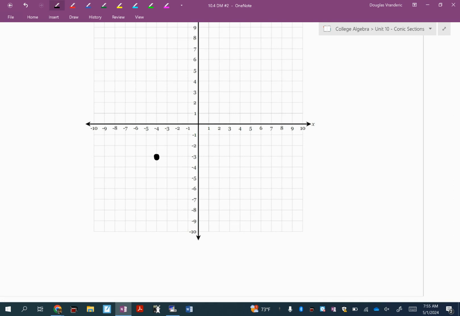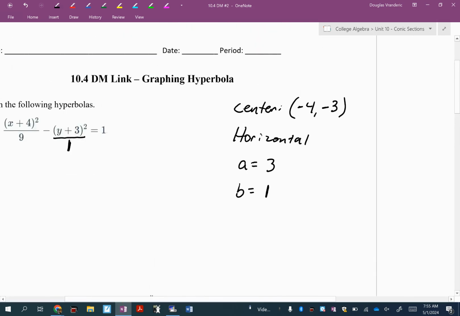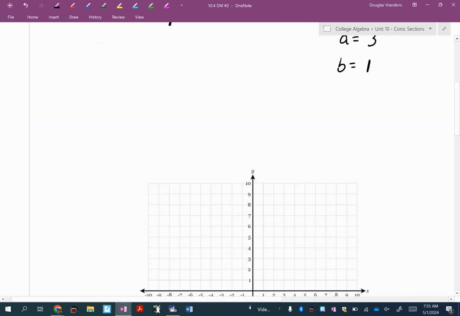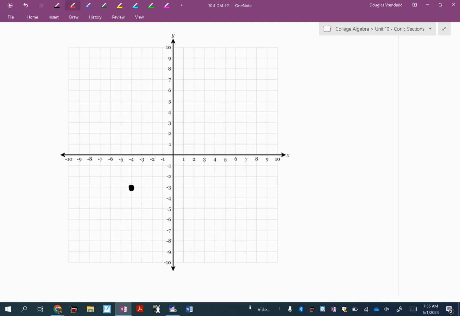Now, once you plot the center, I'm going to use letter A to move and plot vertices. What direction am I going to move to plot my vertices? Left and right, horizontal, right? So that letter A of 3 units, I'm going to move right 3, 1, 2, 3, put a point. Go left 3, 1, 2, 3, put a point. Those dots that I just did in red are called the vertices. I don't need you to label them as vertices. I do need you to know that those are called the vertices.